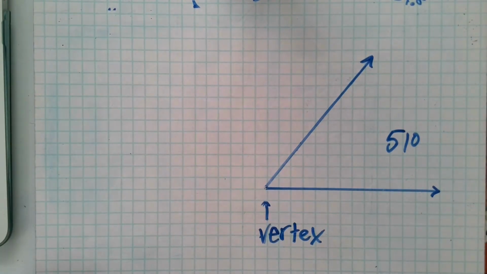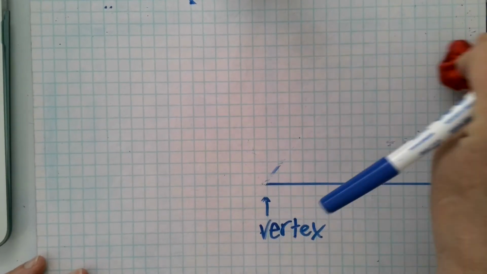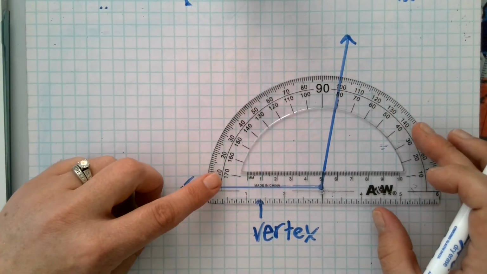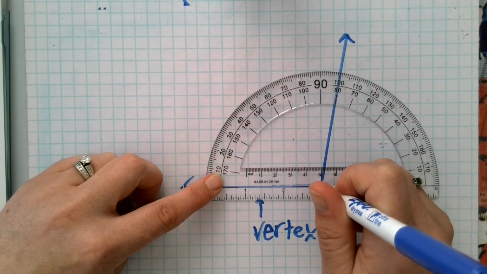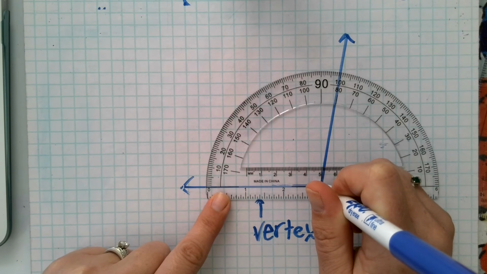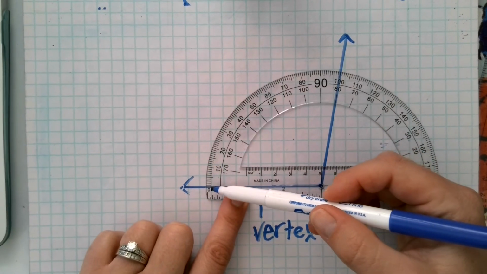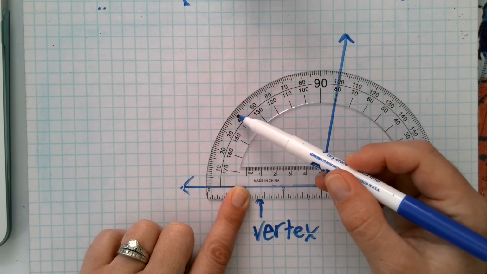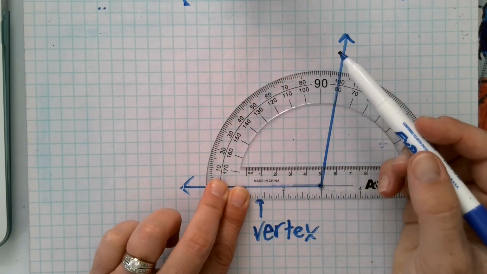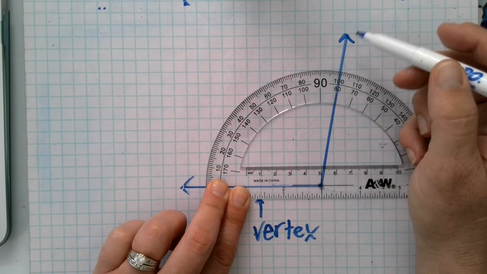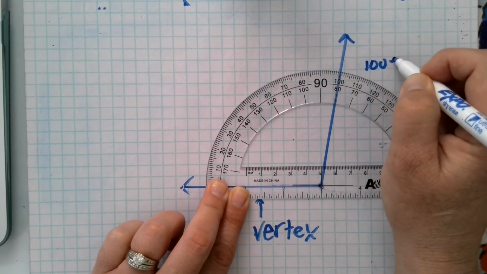I want you to get a little bit of practice if we were starting from another side. So here we are starting from the other side. Remember, this hole goes on your vertex. This bottom line has to be lined up on there. And then you're going to pick the right scale that starts at 0 here. So here we're using the outside scale. And this angle is going to be exactly 100 degrees.